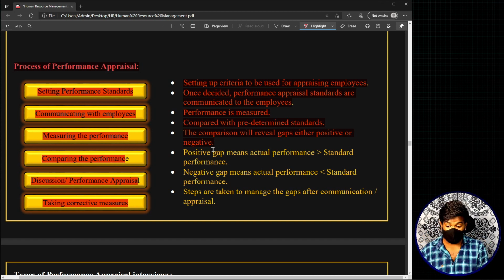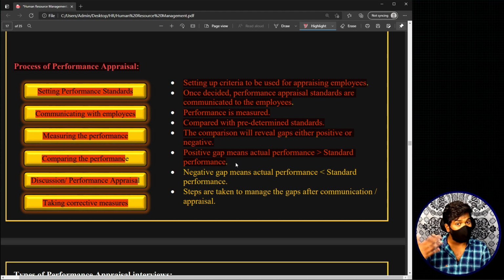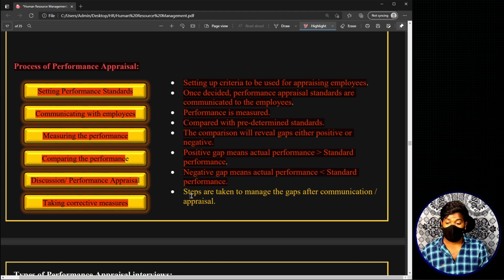Now, positive gap means actual performance is greater than the standard performance. For example, the target that an employee has to achieve is 100 mobiles. Now he has achieved 110 mobiles. That means here the gap is positive. He has achieved something more than his predetermined or pre-communicated performance standards. In that case, it is considered a positive gap. Negative gap means actual performance is less than the standard performance. And there is also another scenario which is neutral difference, or no difference at all, where actual performance is equal to the expected performance.